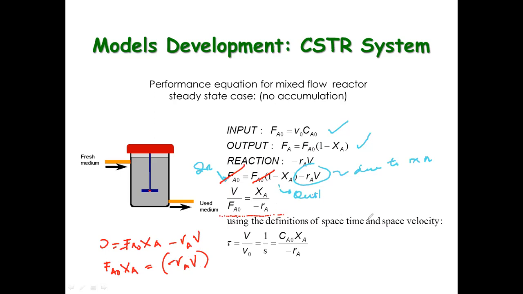Using the definition of space-time and space velocity, you can represent the tau, which is V over v sub O, which is actually 1 over S, the reciprocal of the space time, which is now the space velocity. You have this one. Now, how did this one come about? Anybody? You have the tau, which is equal to V over v sub O. This is new, right? Because the formula that you saw here, I will clear first.